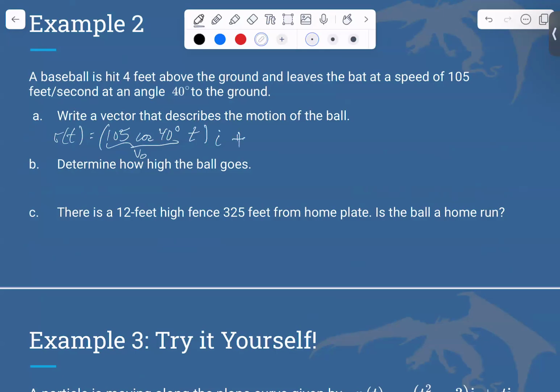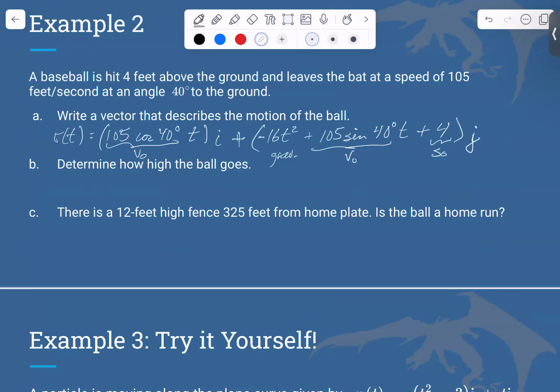So for your y, we have to take into account gravity. So it's negative 16t squared. And then we have 105 sine, because we're in the y component now, 40 degrees times t. And then we can't forget about the 4 feet. So this is gravity, this right here is your initial velocity, and this is your initial height. And that's all in the j component.